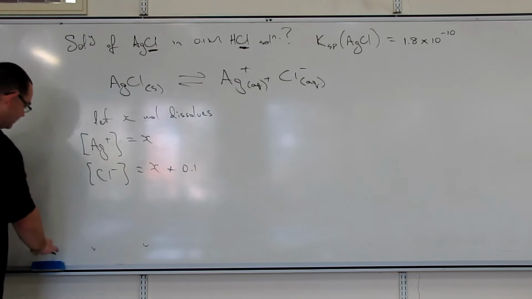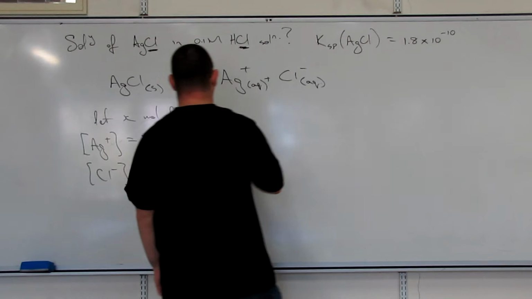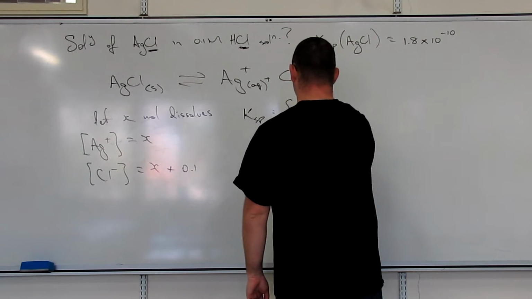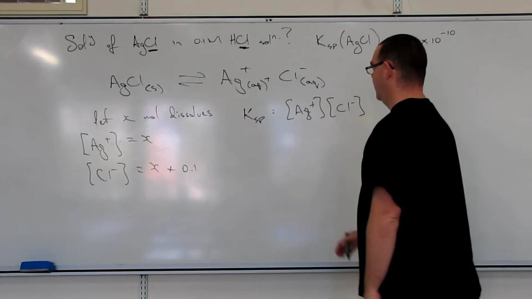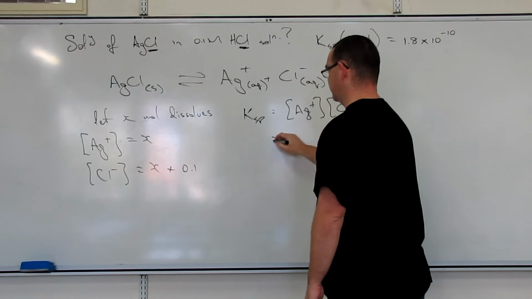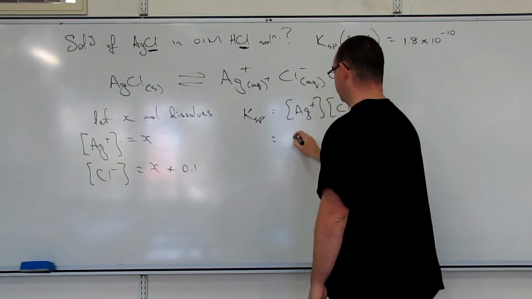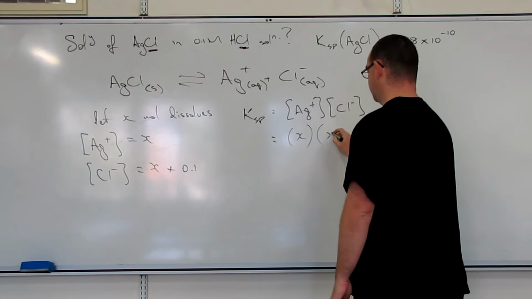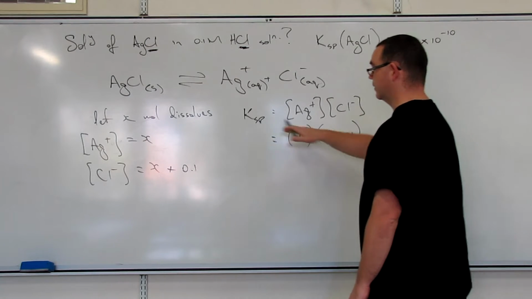Okay? So now, of course, the maths becomes just a little bit trickier. When we have our equation for KSP, we've got silver ion concentration multiplied by chloride ion concentration. Silver has no common ion anywhere, so if X mole dissolved, the concentration is X mole per liter, assuming this is in a 1 liter container. So we just have X, but the chloride ion concentration is X plus 0.1. And of course, we've got our number for KSP.